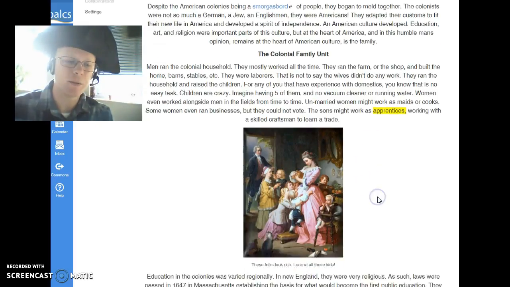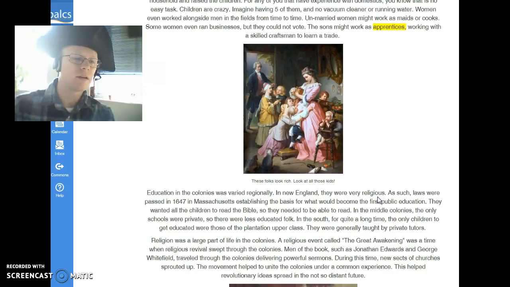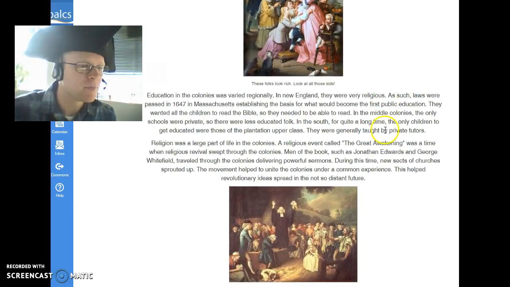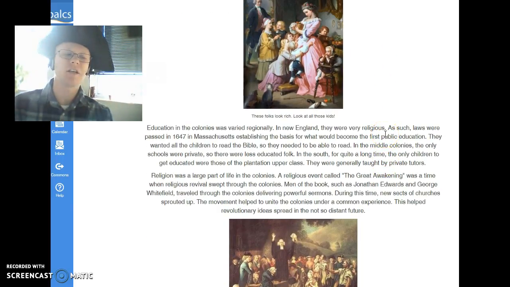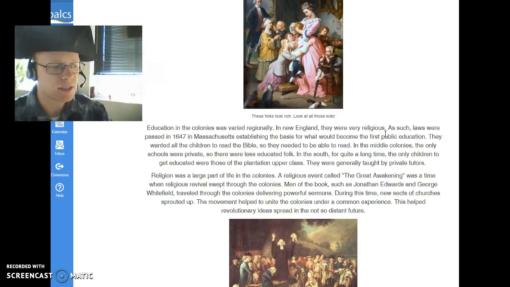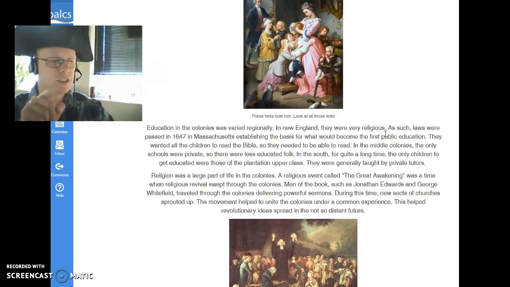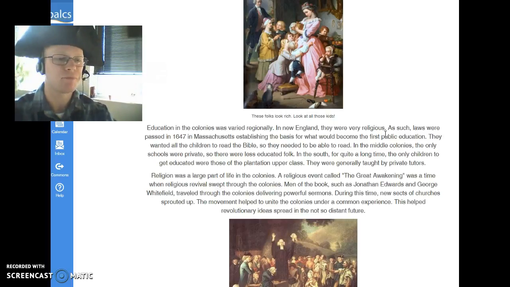And we're going to talk a little bit about education. Here we have the family. These folks look rich. And look at all those kids. The pretty pink dresses. Okay, education in the colonies varied regionally. Our last textbook actually went in a lot more detail on this, so I added some of that in here. So if you see something that's not in your textbook, that's why.